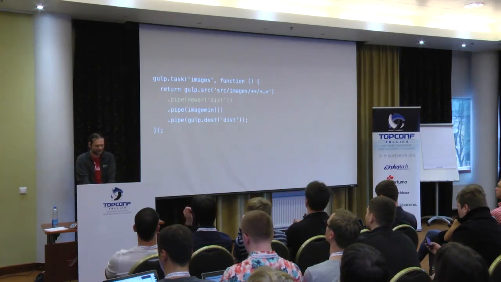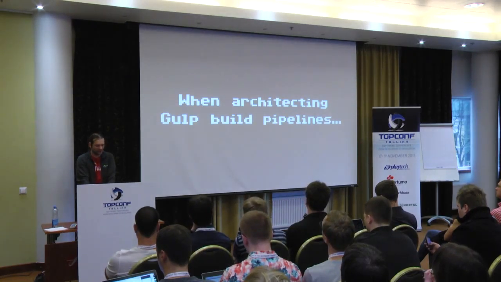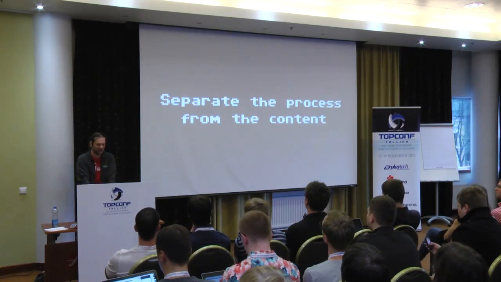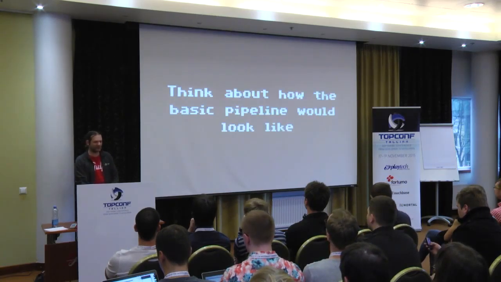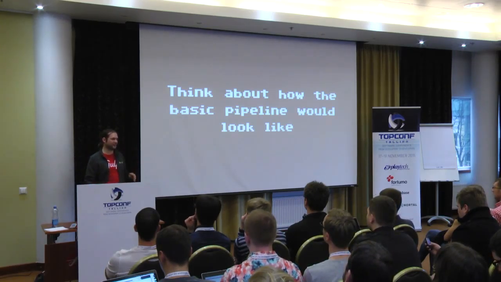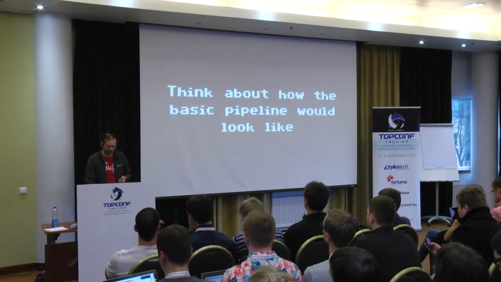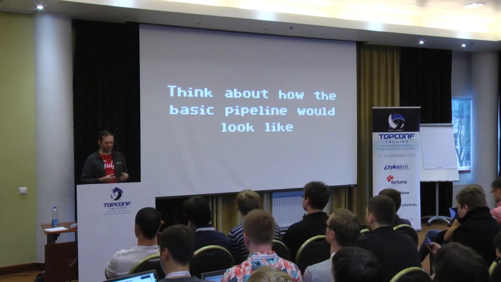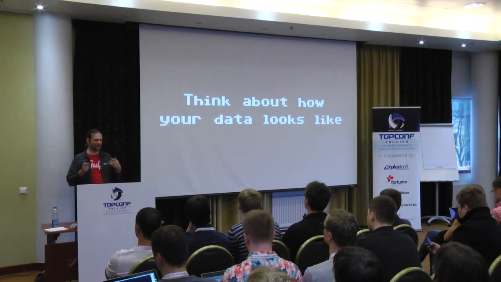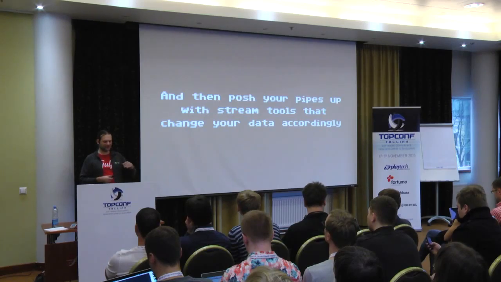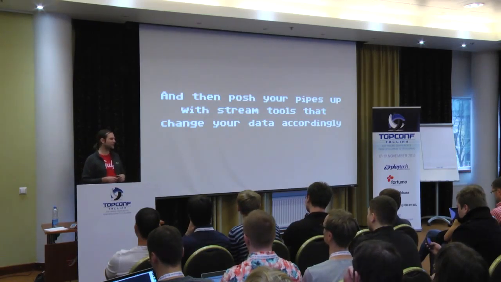All right, so when architecting gulp build pipelines, one very, very important step is to separate the process from the content you want to stream. So first, think about the basic pipeline and how that would look. As you have seen, we just used the same pipeline over and over again. It was just uglification, concatenation. So we implemented that, and then we modified it based on the data we want to stream through. So then think about how your data looks and how your input and output should behave. And then use those plugins to adapt your stream and change your data accordingly.